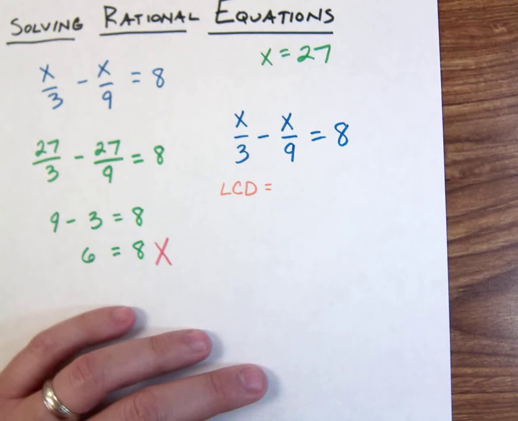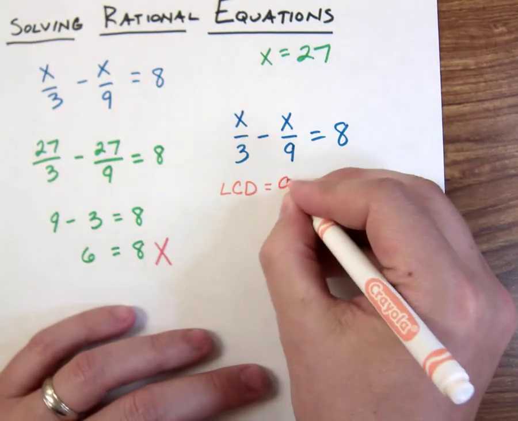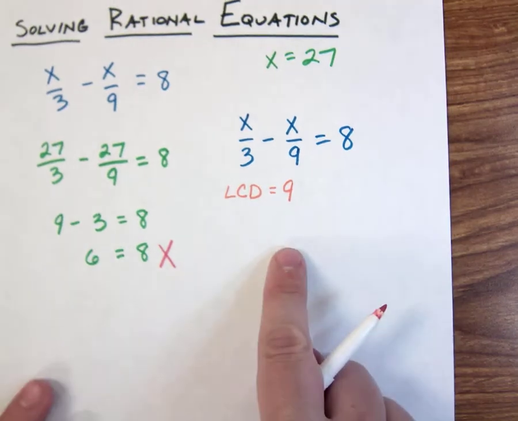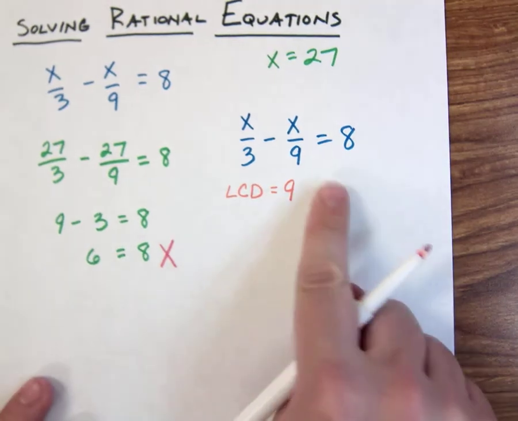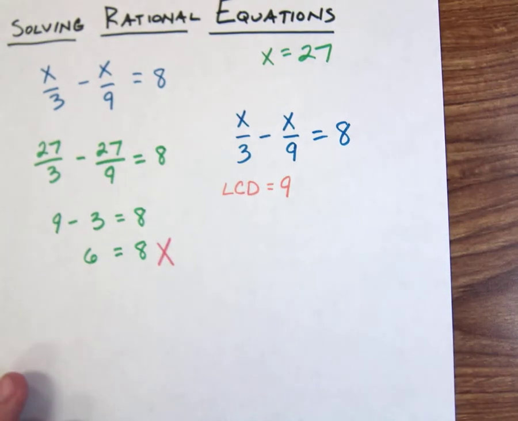The first one, the denominator is 3, and the second one's the denominator is 9. What's the lowest common denominator? No, 3 is the lowest common multiple. What's the lowest common denominator? 9. It's 9. The lowest common denominator, the question is, what number can be divided by both of these? 9 can be divided by 9, and 9 can be divided by 3. So the lowest common denominator is 9.